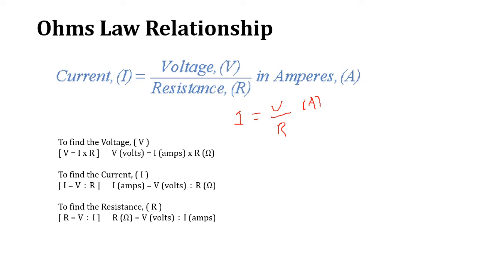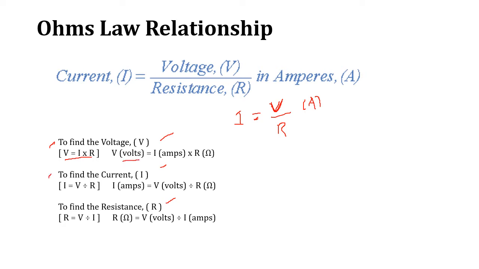So from the relationship of Ohm's law, we can find the unknown parameter. Whether it is voltage, current or resistance, whatever we need, we can take that unknown parameter to one side of the equation and the known parameters to the other side. Then we can easily find the unknown parameter. For example, to find the voltage, I take V to one side of the equation. So V will be equal to I into R. The unit of the voltage is volts.